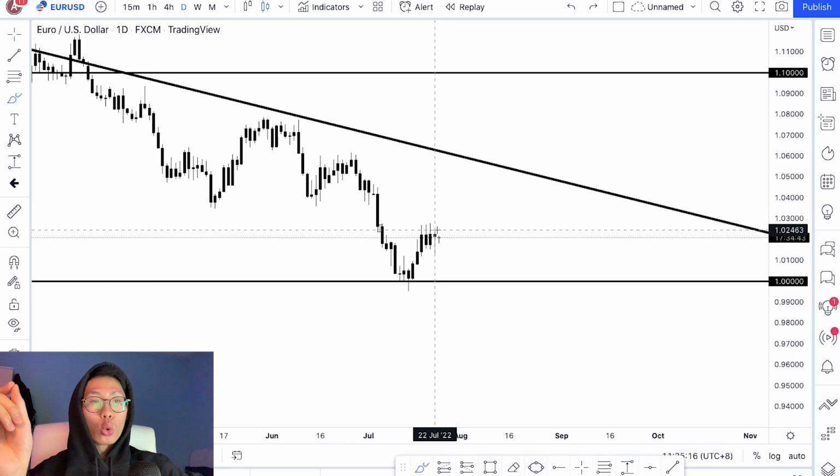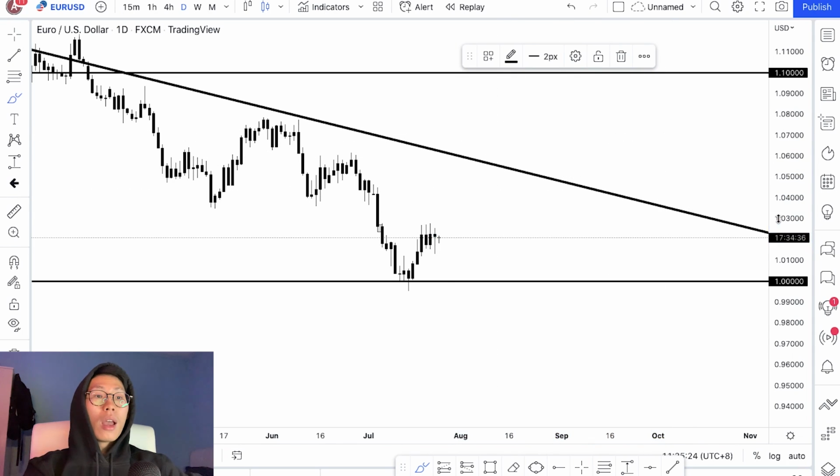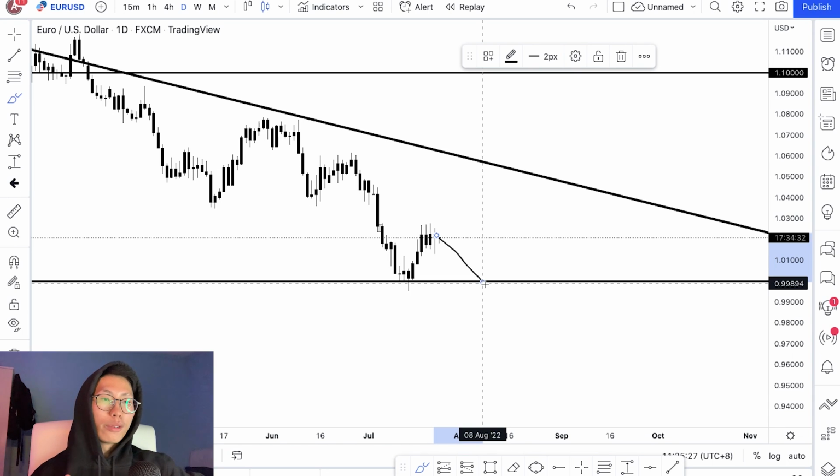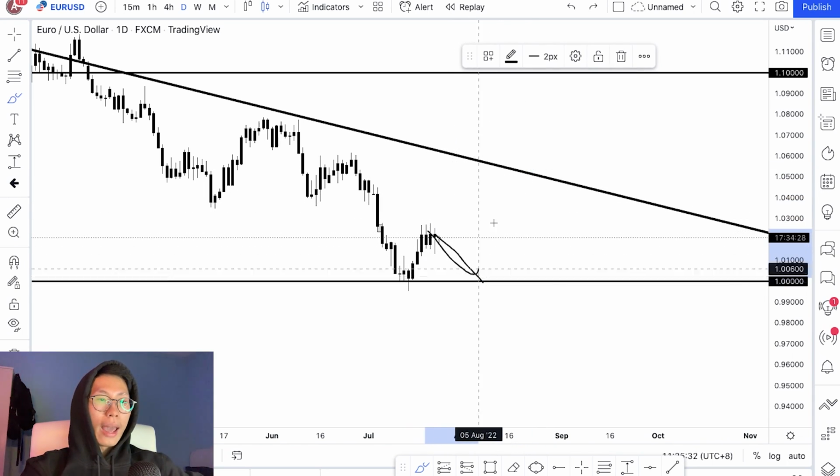What you want to do is wait for price to create some sort of higher low right here, and then it starts going up. Then that is when you enter for a buy. However, price can also come back down to retest this 1.0 level and create a double bottom and then go up, or price can even consolidate at this level.